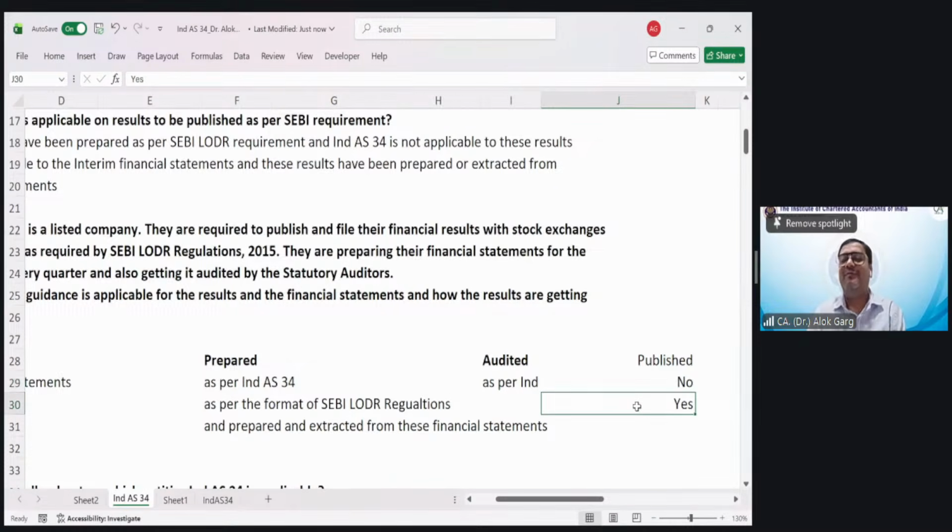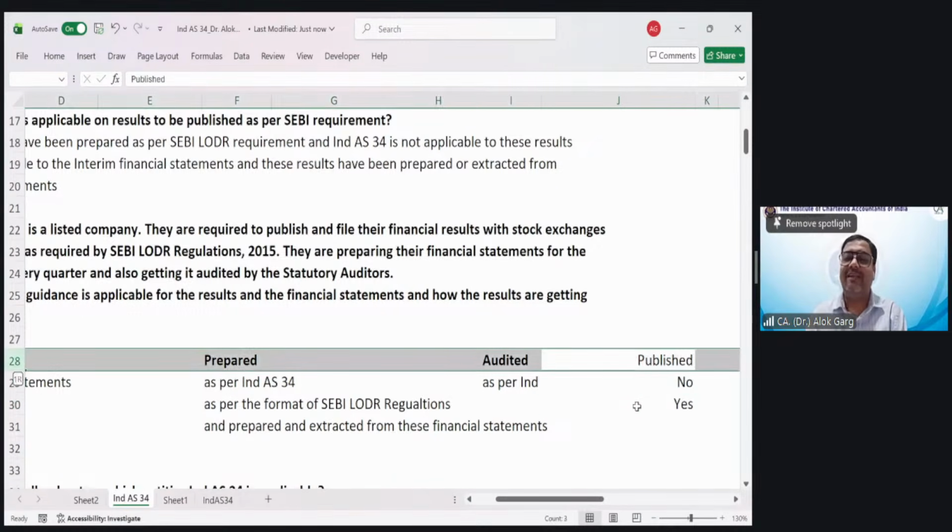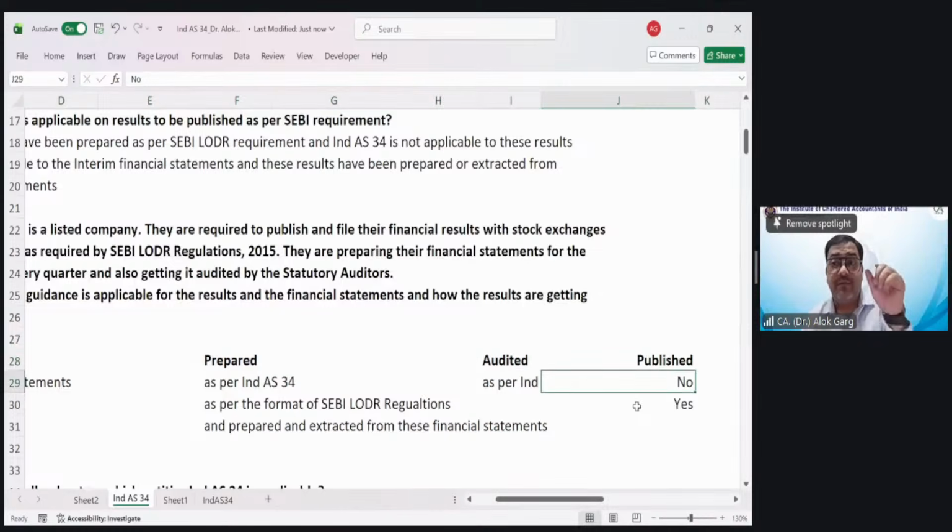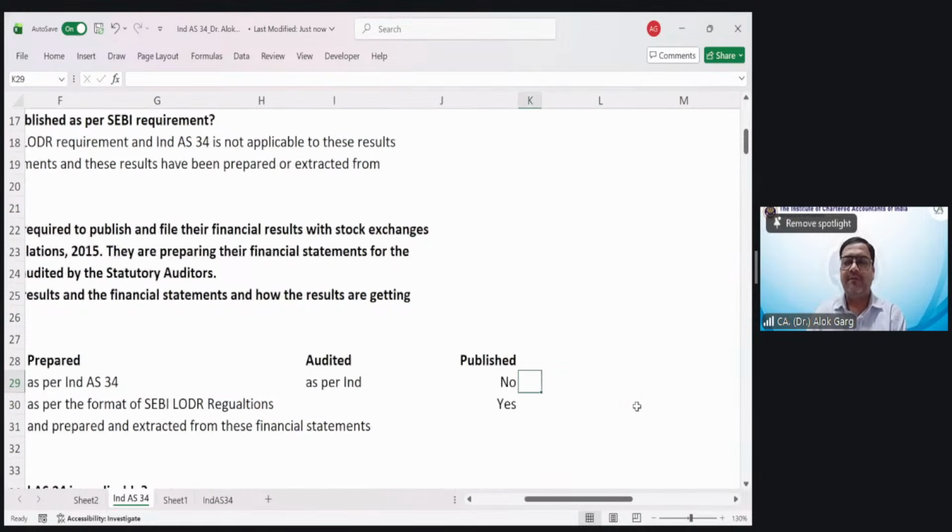No. So Bharti Airtel is not publishing their interim financial statement, while Infosys and TCS are publishing their interim financial statement also, because there is no mandatory requirement, and that is why Bharti Airtel is not publishing. So their interim financial statements are audited and they are publishing, but Airtel is not publishing. Why? Because there is no mandatory requirement, right?